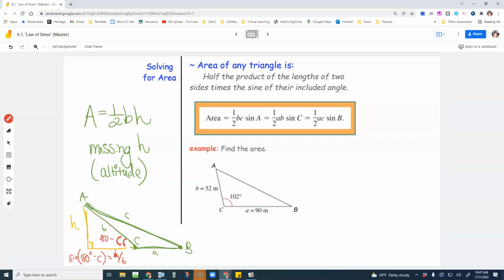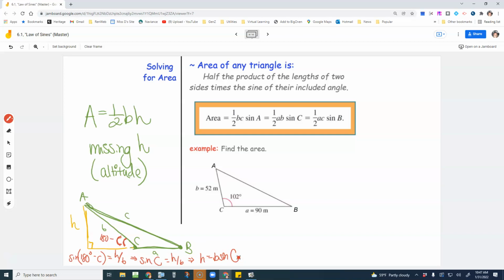But what we just talked about a little bit ago in reviewing the ambiguous case is that sine of 180 minus C is the same thing as sine of C. I can actually use that cool property of the unit circle just to say this is true. Then I can say H is equal to B sine of C.